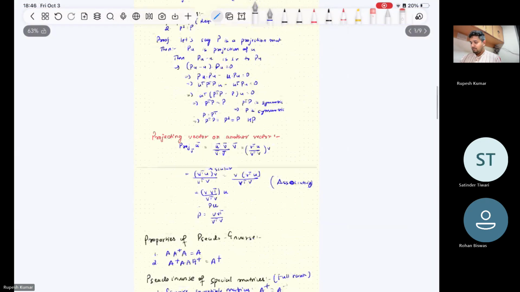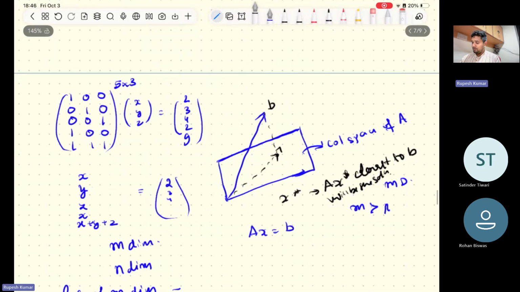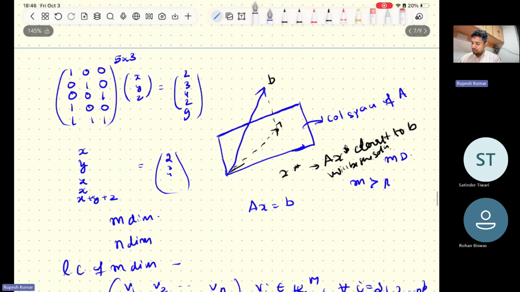And if B was in the span, then the projection of the vector B on the plane is B itself. If the projection of B on the plane is B itself, then essentially you can have a solution. That's what it says.